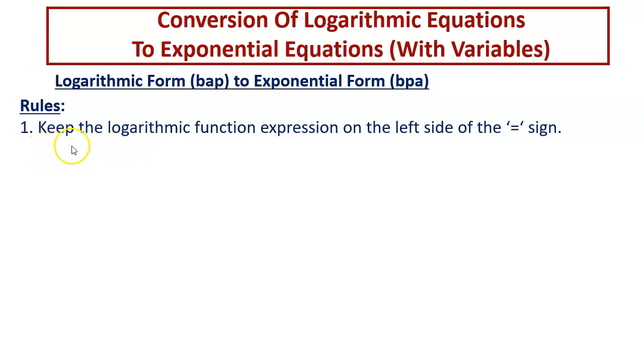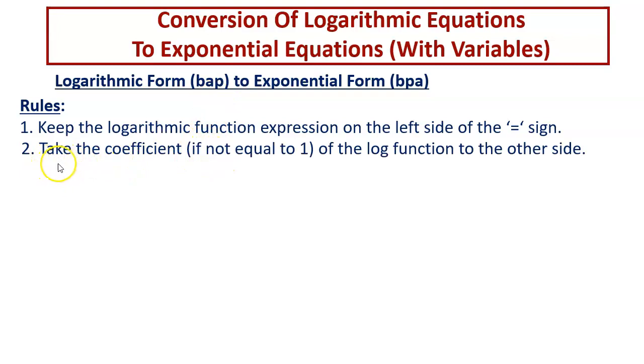Rule number 1 says keep the logarithmic function expression on the left-hand side of the equal to sign. The right-hand side will be having the product or result. Again, I am saying this is not mandatory. I am assuming my students to be complete beginners of this chapter. So, in order to maintain a general format, I am preferring to keep the log term on the left side of the equal to sign, so that we can follow this BAP.